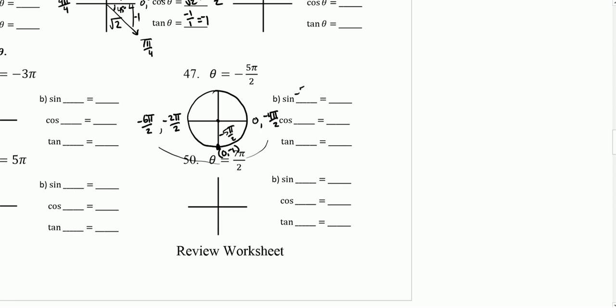So the sine of negative 5 pi over 2 is your y coordinate, which is negative 1. The cosine of negative 5 pi over 2 is the x coordinate, which is 0. The tangent of negative 5 pi over 2 is your y over x, negative 1 over 0, which is undefined. And there we have it.